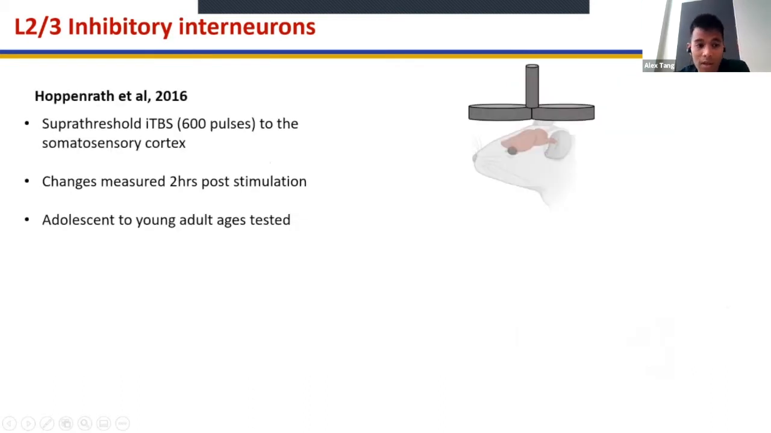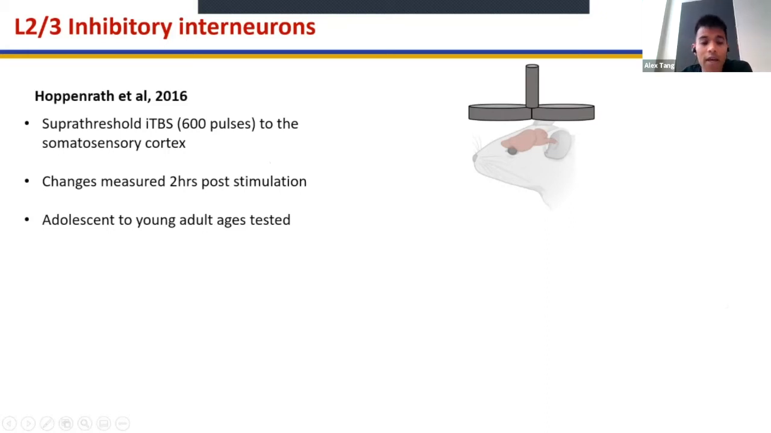If we look at a different example, this is an example done in Germany by Klaus Funke's group. This study used a small butterfly commercial TMS coil to stimulate the whole brain, but they took slices from the somatosensory cortex, and they were looking at changes 2 hours post-stimulation.